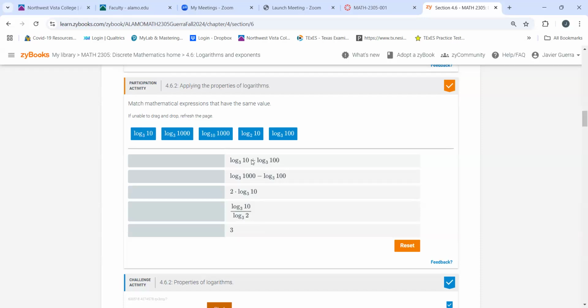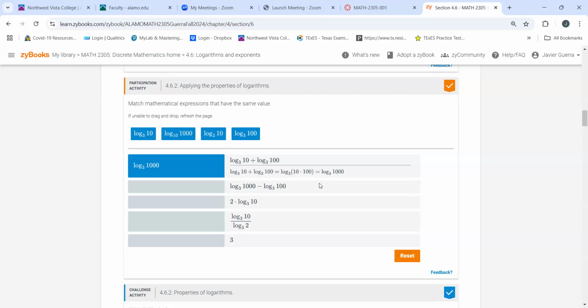So that way I can get, let's see, what do I get? Base 10, that's 2, 2, 10. This should be log base 3. That's a tough one. Plus means times. So that should be, oh, that's right. Log base 3, it's 10 times 100 is 1,000. So this should be the first one.